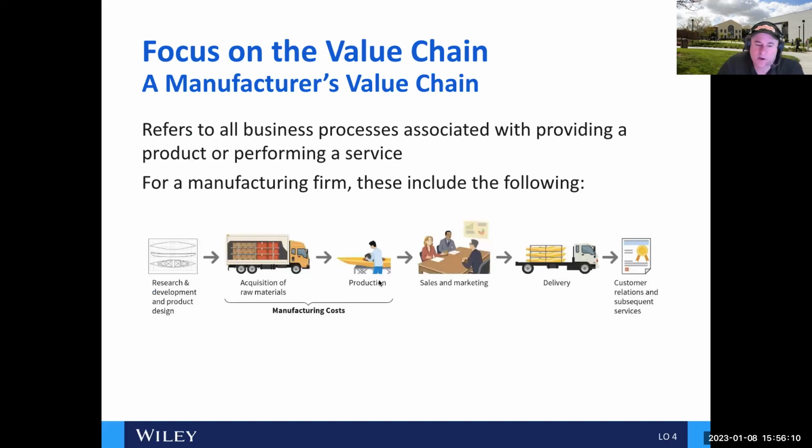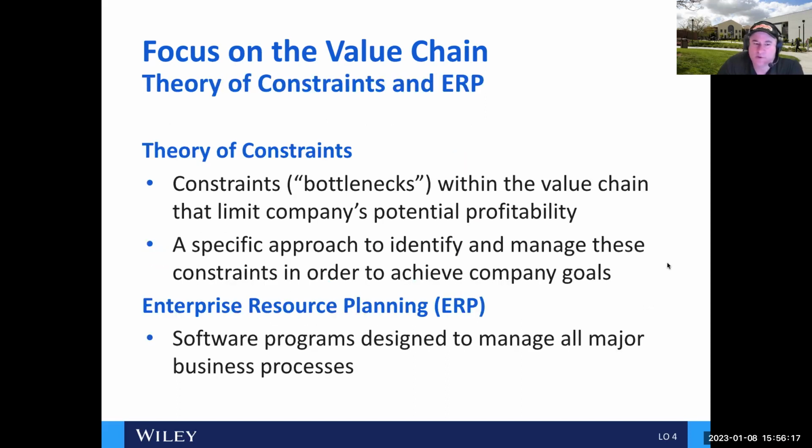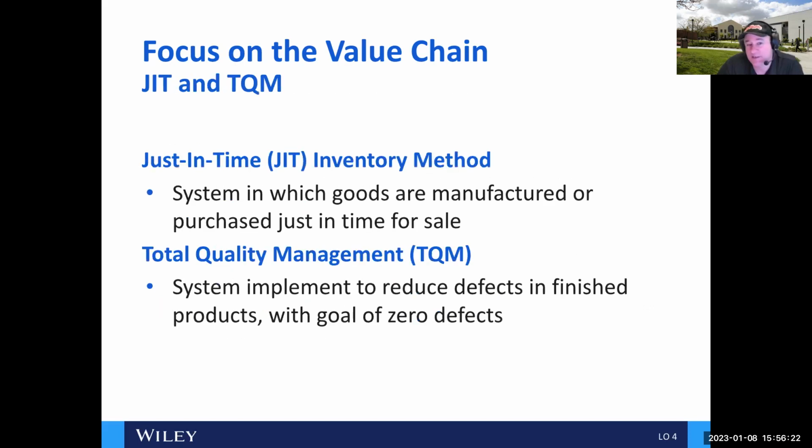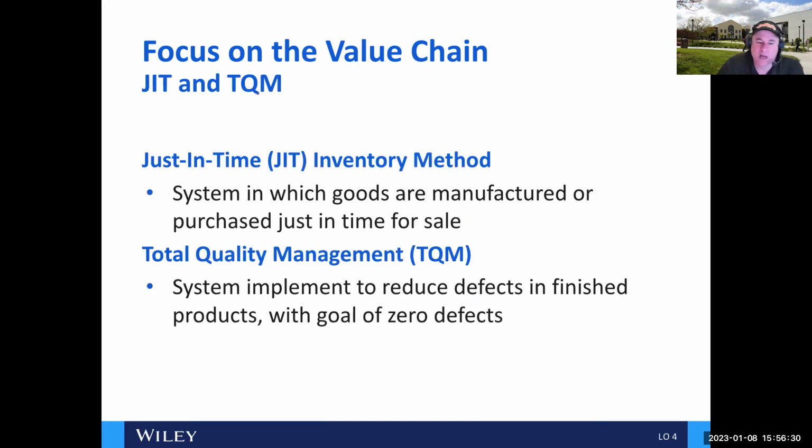manufacturer's value chain. So you've got over here production, sales, delivery, customer relations, these different types of things, theory of constraints. I'm not going to really spend a lot of time with these just because I really haven't been as involved with these kind of things professionally. But if we look at just in time, what you're really trying to do is limit your inventory output so that your inventory is immediately ready for sale. You're not making a backlog.